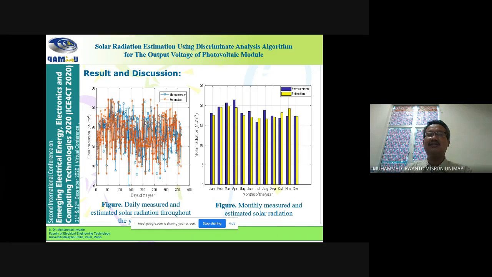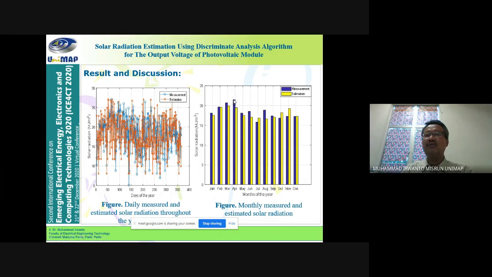Again, this one is a result of estimated solar radiation from the DAA, the discriminant analysis algorithm. This graph shows the estimated and measured solar radiation for the daily data, and this one is monthly for measured and estimated solar radiation. We can see from here that the minimum estimated and measured solar radiation occur in July.